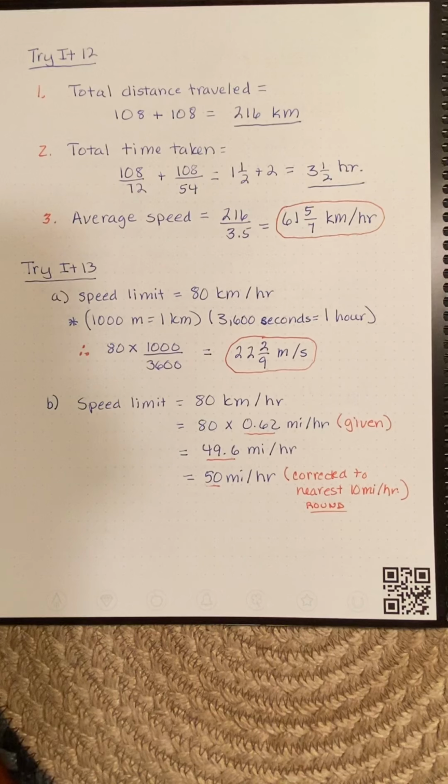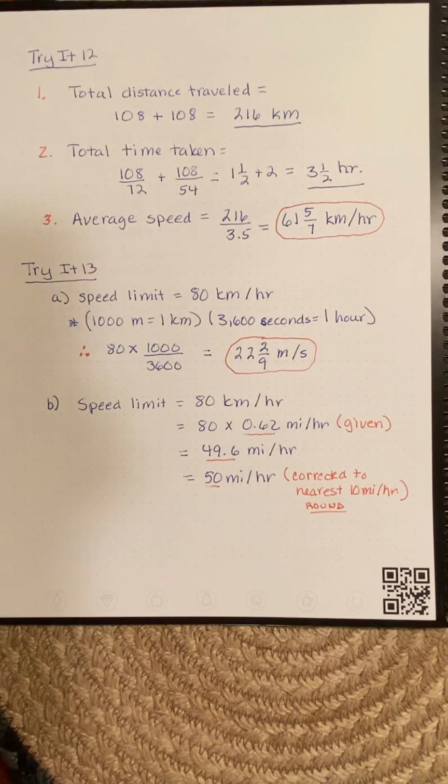It says in Triad 12, towns X and Y are 108 kilometers apart. Susan drives at an average speed of 72 kilometers per hour from X to Y, and then returns from Y to X, so same distance, 108 kilometers. But when she returns from there, her average speed is 54 kilometers per hour. Find her average speed for the whole journey.